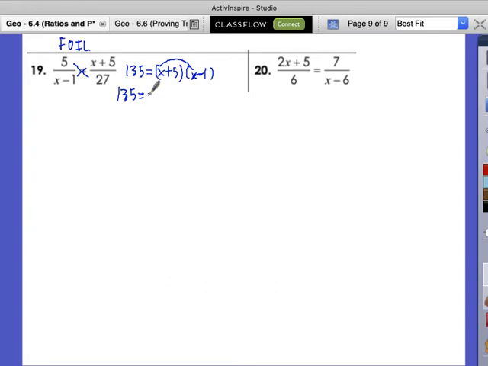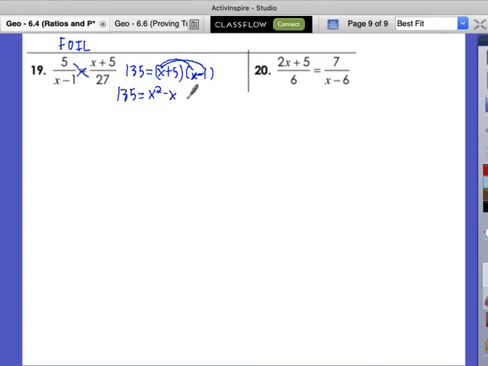X times x is what? X squared. Squared means you're multiplying two of them together. So x times x is x squared, two x's being multiplied together. Then we do our outsides. X is on the outside on the left. Negative 1's on the outside on the right. So x times negative 1 is negative x, or negative 1x.